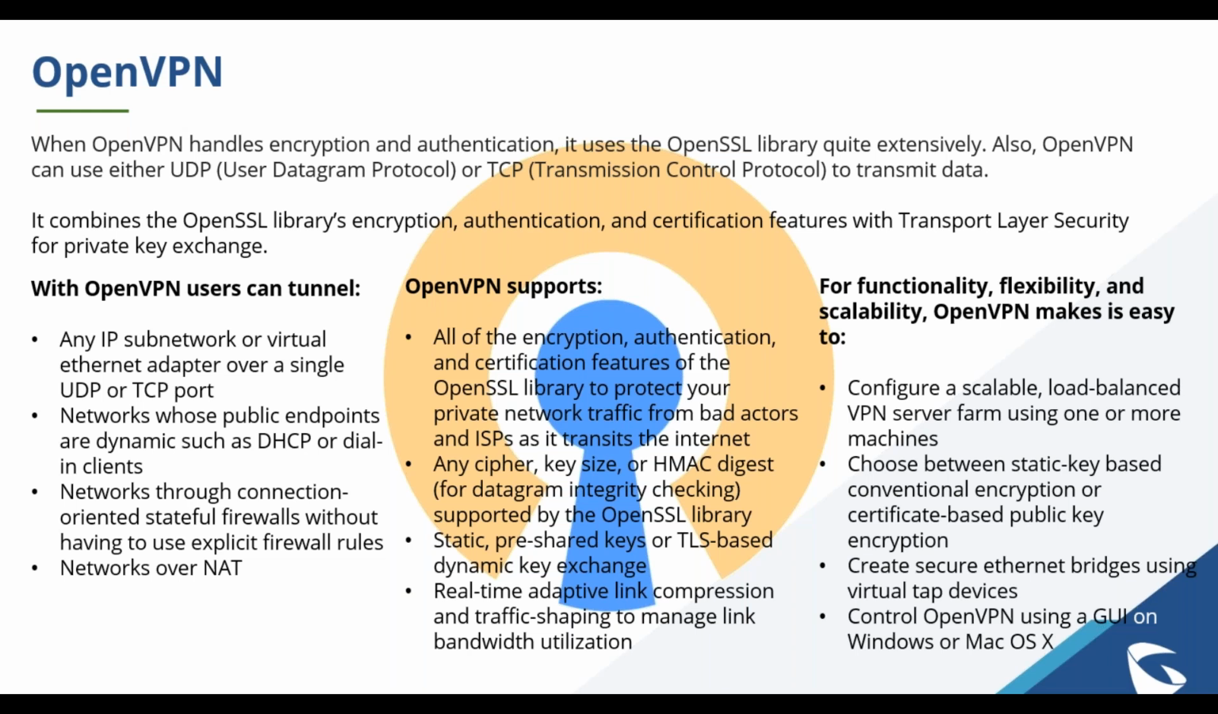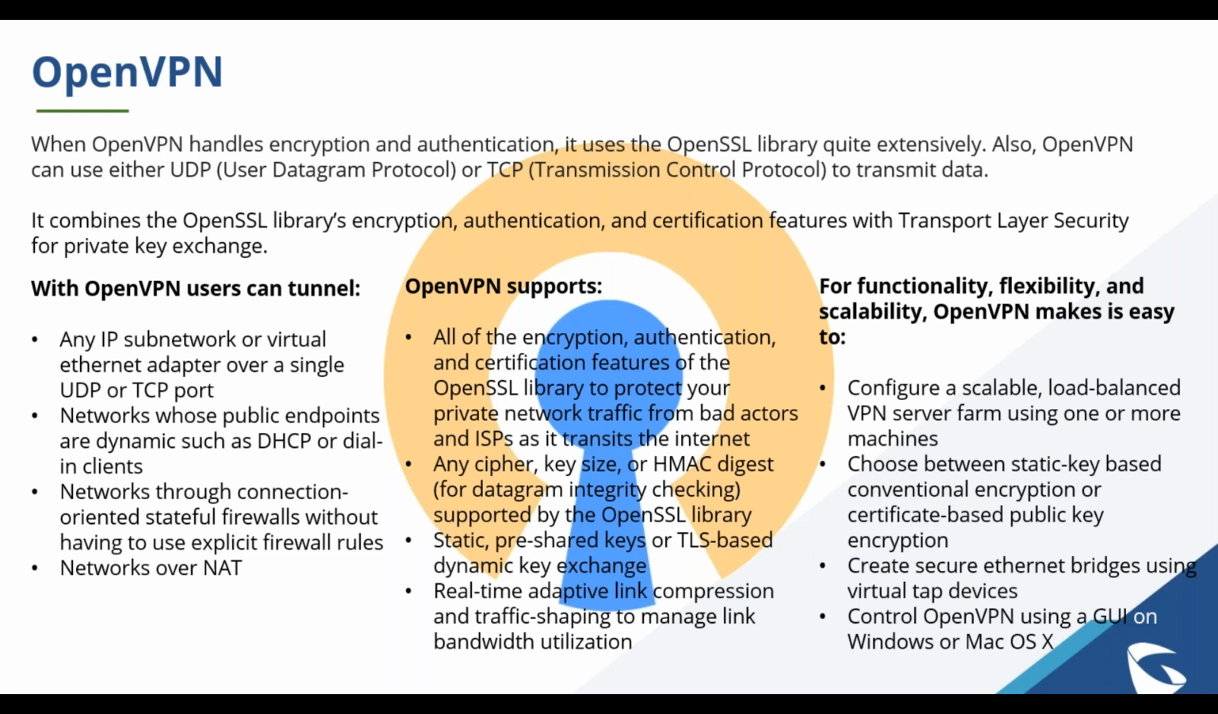Okay, it combines the OpenSSL library encryption, authentication, and certification features with transport layer security, TLS, for private key exchange. OpenVPN tunnels any IP subnet network or virtual Ethernet adapter over a single UDP or TCP port.